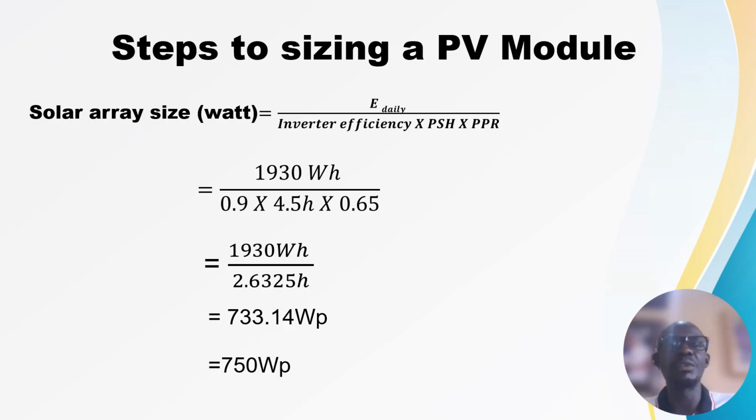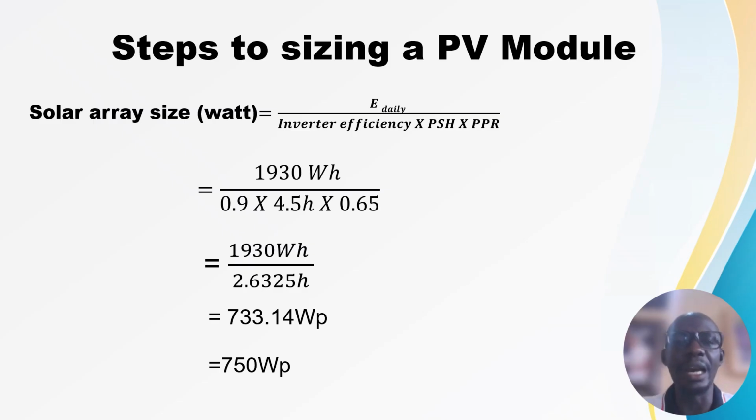So now, steps to sizing a PV module. Having the formula, solar array size, are you getting it? Watts, in wattage, is equal to E daily over inverter efficiency times PSH. I told you earlier that the PSH means peak sun hours: how many hours you experience sunshine in a day, averagely.